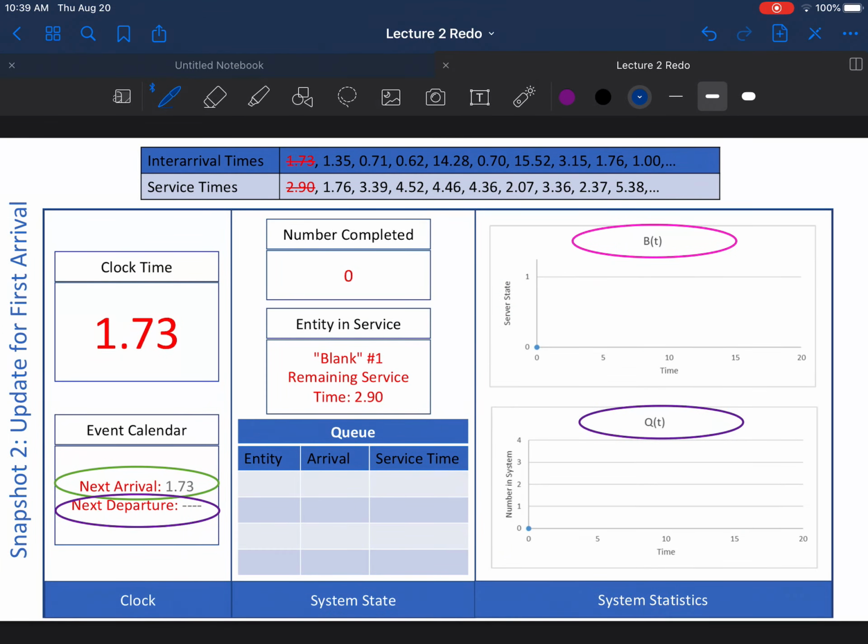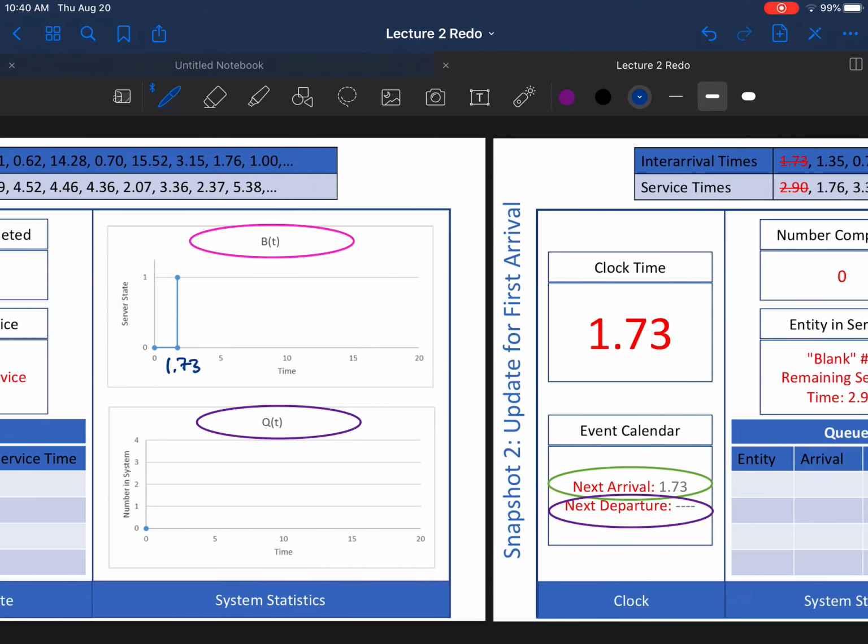Now B of t is going to change. Up until this 1.73, actually, I guess I went a little too far. Up until then, it was 0, but now at this 1.73 bit, it's going to jump up to 1. Okay, so this is 1.73. And now that jumps up to 1, because now the server is busy, right? The entity arrived, the part arrived, the drill press now has to start drilling.